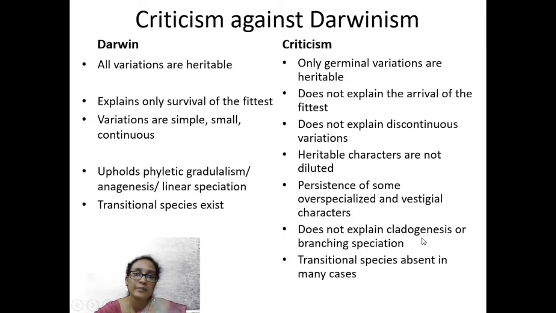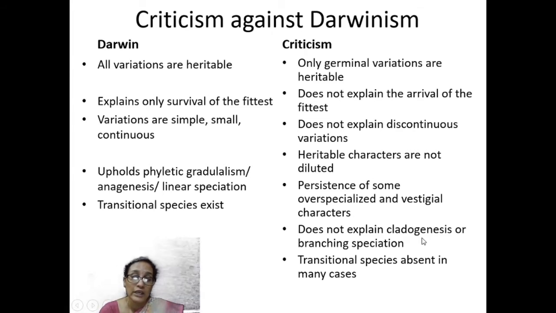Now, as in Lamarckism, there were a lot of people who criticized Darwin. Now, according to Darwin, all variations are heritable. But now we know only germinal variations are heritable. Now, Darwin was able to explain how the fittest survive, but he could not explain how the fittest arrives. He said the variations that happen in the animal are simple, they are small and they are continuous. So he was not able to explain discontinuous variations that we see in the world around us.